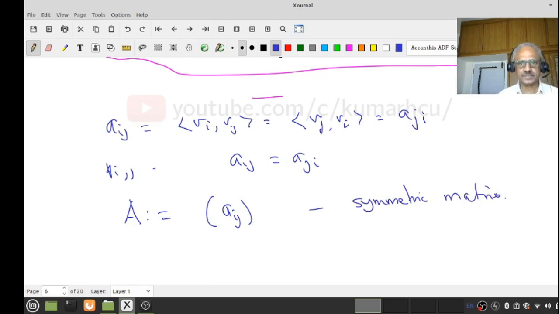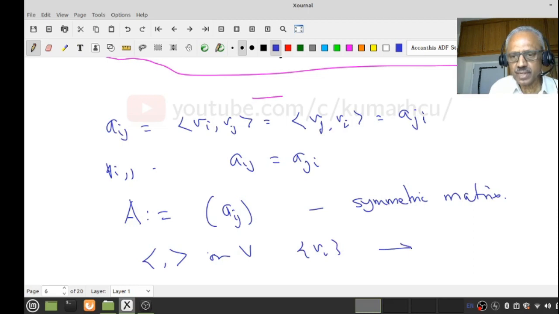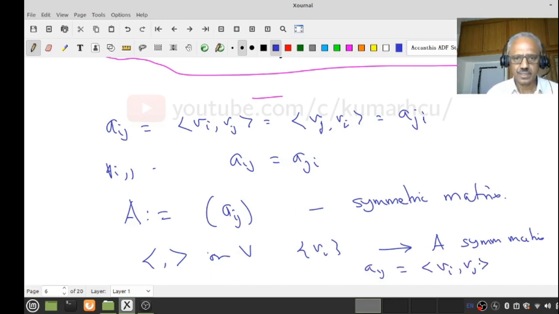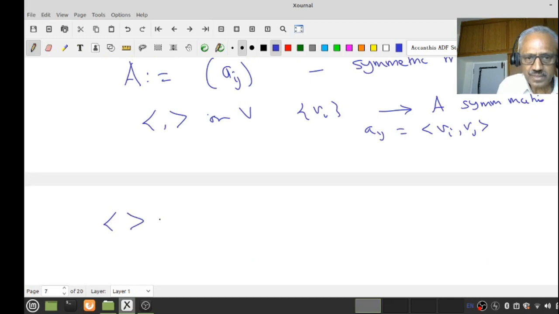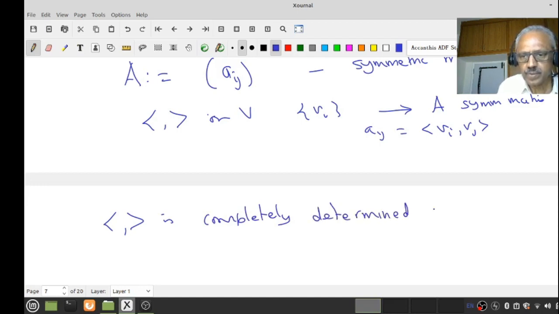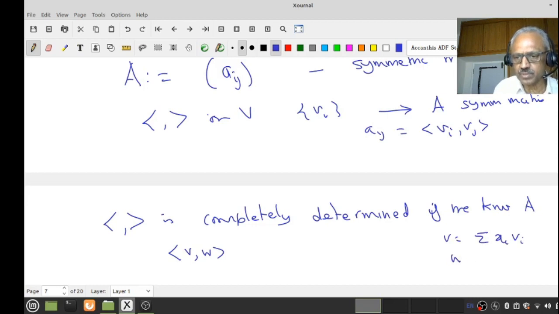Do all of you understand this? So, given an inner product on V and a basis vi, then I have found a symmetric matrix. How did I find the symmetric matrix? Its ijth entry is nothing other than the inner product of vi with vj. Right? Do you understand this? Therefore, the inner product is completely determined if we know the matrix A. Why? Because if you give me the inner product of v with w, and if I know v is summation xi vi using the basis, and w is summation yj vj, then this is nothing other than summation aij xi yj.